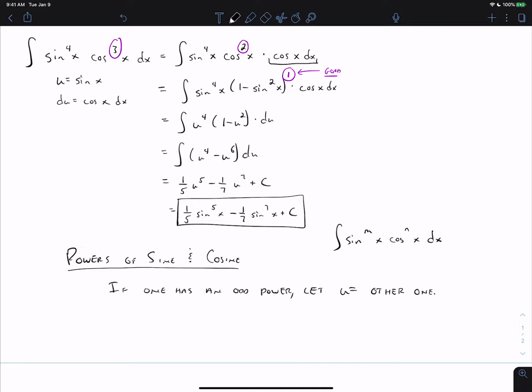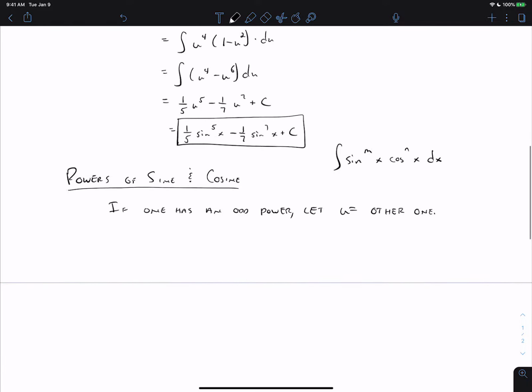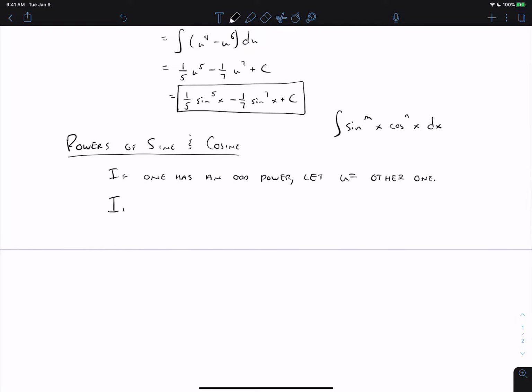It is not saying to let u equal the even one. So if they're both odd, you can do either one. If cosine has an odd power, you let u equal sine. If sine has an odd power, you let u equal cosine. The case that we've not covered is if both of them are even. So I want to look at a couple problems where we do that. If both are even, we use what's called half-angle identities.